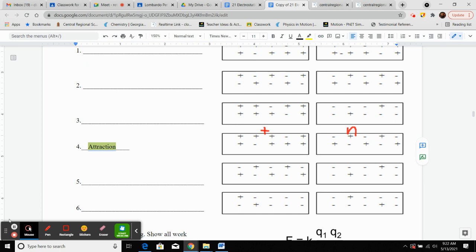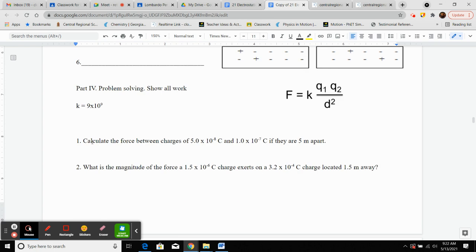All right. Are you still there? All right. So you guys are going to do the same process for these ones here. Numbers 1 and 2 for the problem solving. You are given Coulomb's law equation. Charge 1, charge 2 over the distance squared. They need to be in coulombs, which they are, and the distance needs to be in meters, which they are.